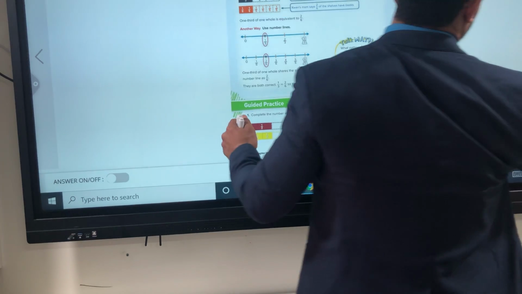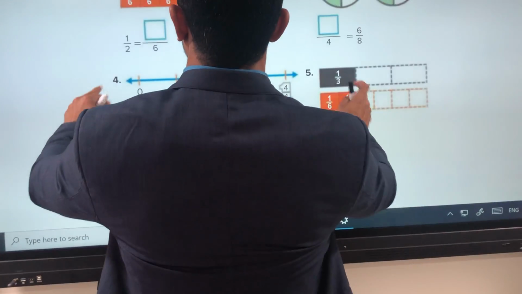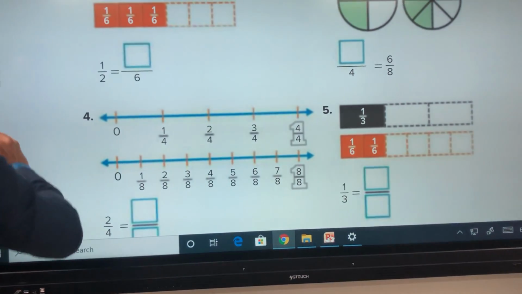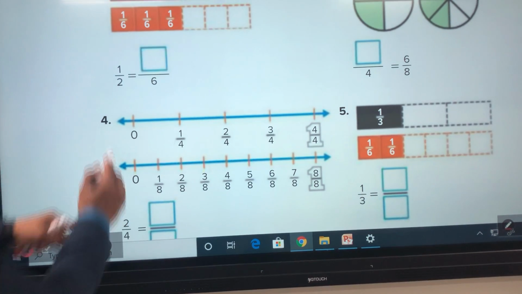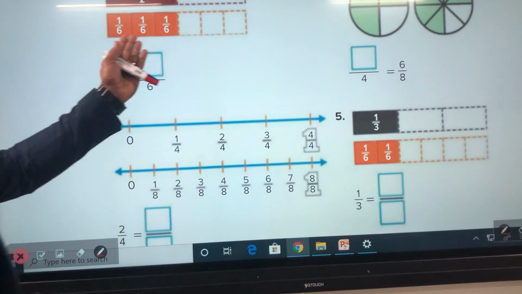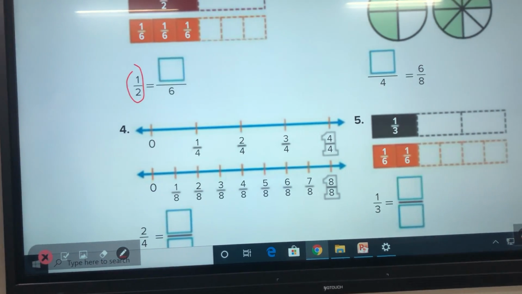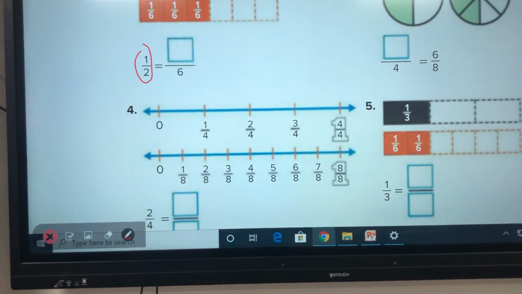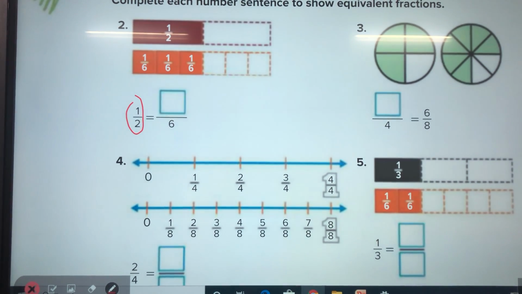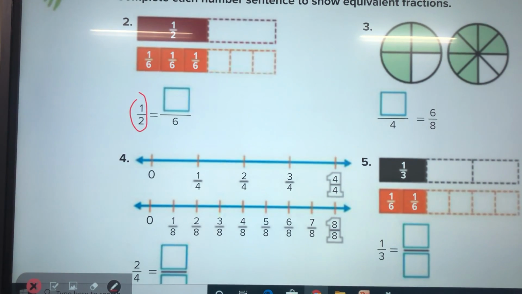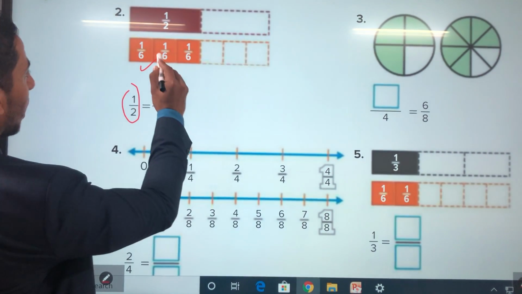Next page, 603. Complete each number sentence by yourself. 1/2, yes, it's a half. And here, how many halves equal 6? One minute for you, please. Hurry up. Good. Count with me: 1, 2, 3.